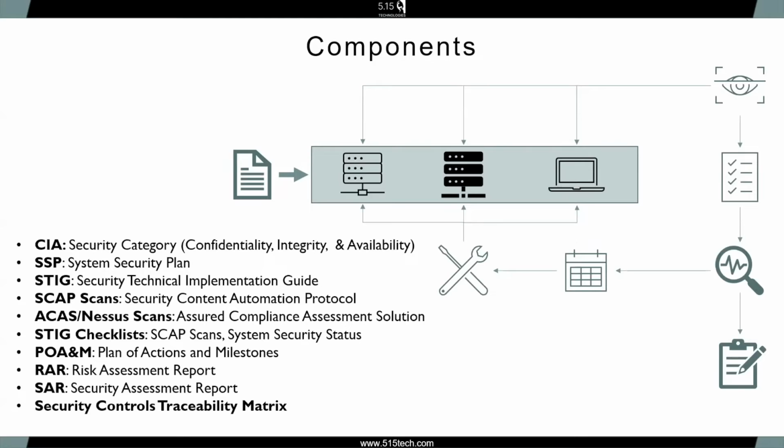So I want to define a couple of acronyms. I'm sure most of the folks on this call have heard these before, but you have CIA, which are your security categorizations. So confidentiality, integrity, and availability. These are important terms when we start to look at the OpenRMF reporting capabilities. And then you have your system security plan, your STIG, which is a security technical implementation guide, your SCAP scans, which are security content automation protocol. I don't need to read each one of them to you, but we're going to talk about a lot of these things.